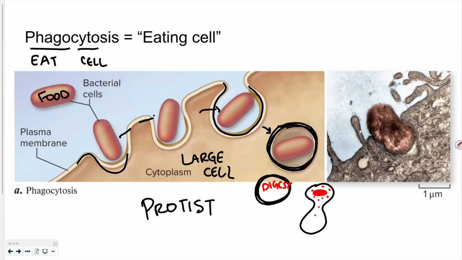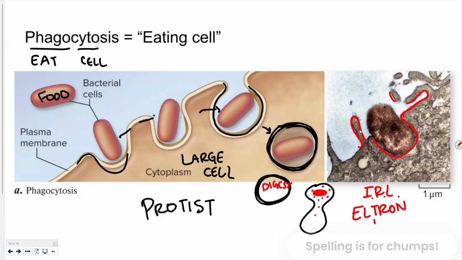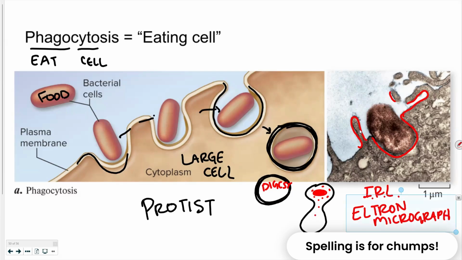So here we can see all these little foldings of the plasma membrane as it's starting to engulf this bacterium. So this is an IRL version of the drawing over there. This is called an electron micrograph. And so we can see things that are really, really small scale. So 1 micrometer is really tiny.